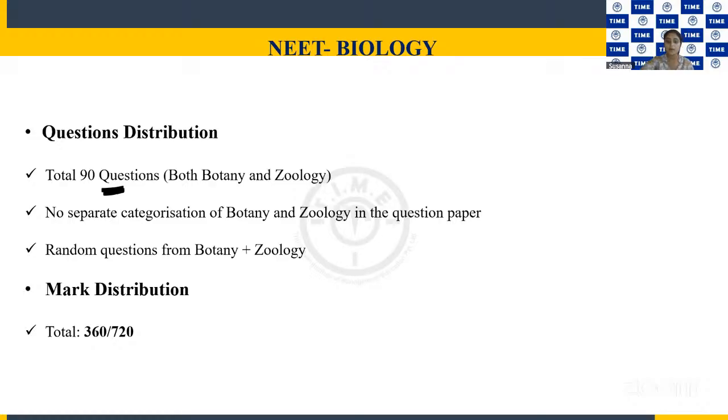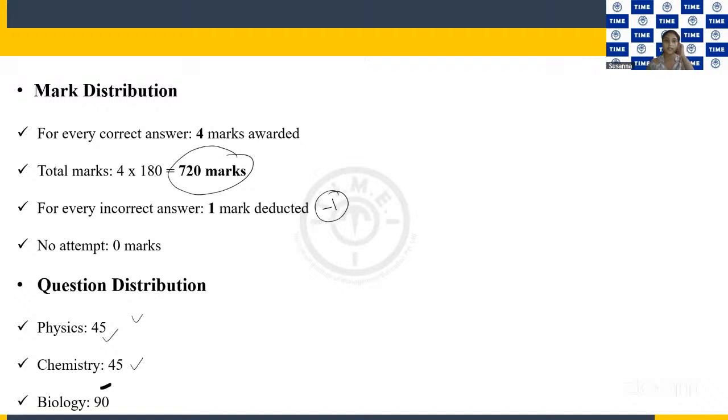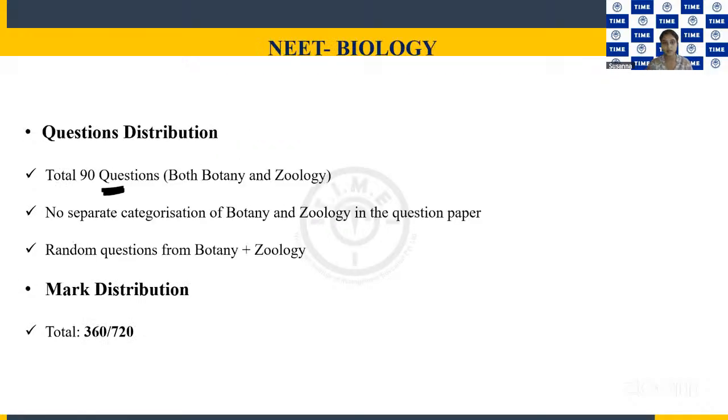When you look at the mark distribution, as I said, we have 90 questions coming from biology. So 90 into 4, 360 marks. So out of 720, half the marks is what you score from biology. So you will be answering biology out of 360.